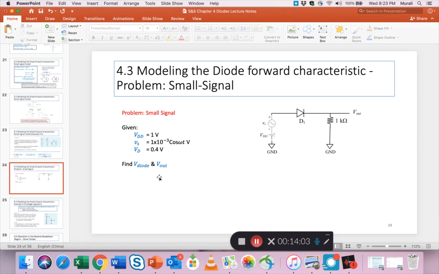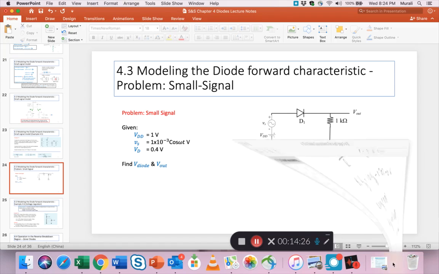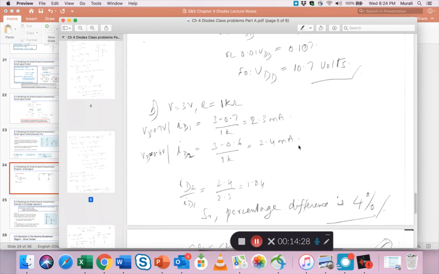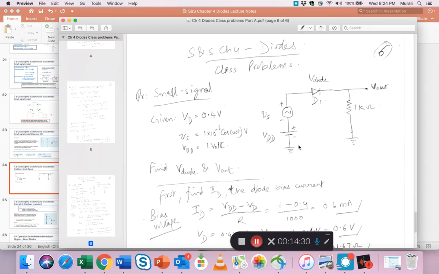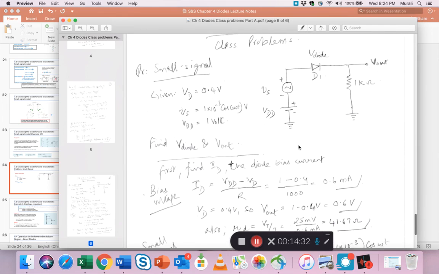So what that means is you have to sum up the individual outputs, one for the bias voltage and one for the small signal voltage, and then give the final result as the sum of the two using the small signal model. Okay, all right. So how to solve this? I'm sure by now you feel comfortable, you can do it, but let me go to this problem.